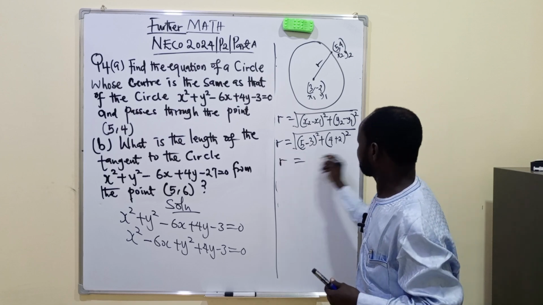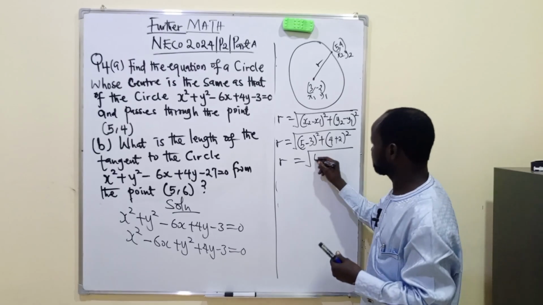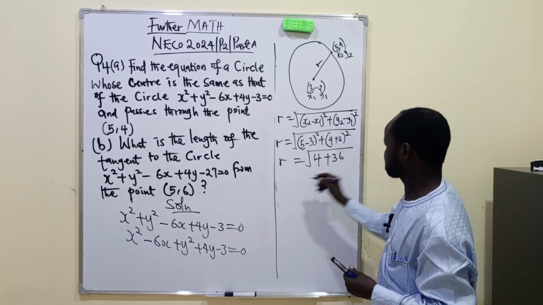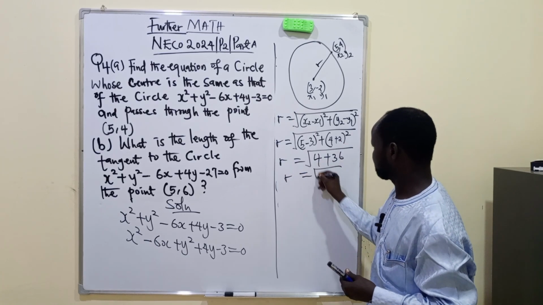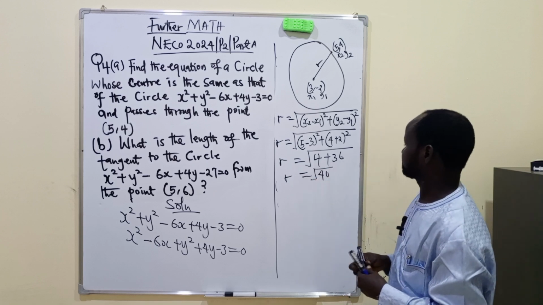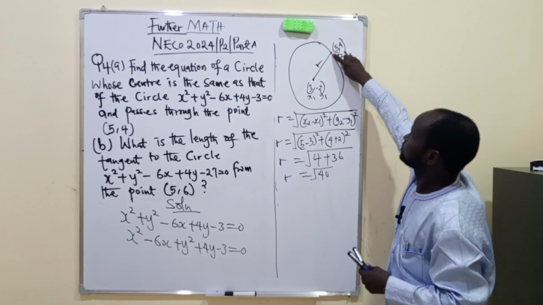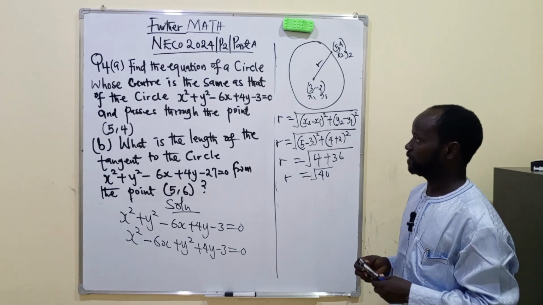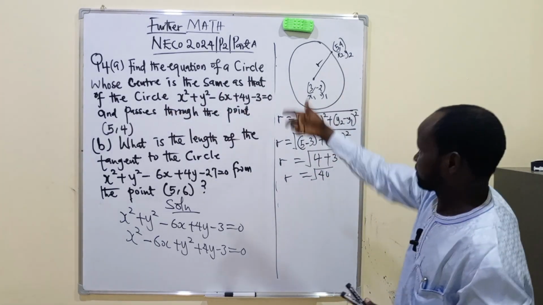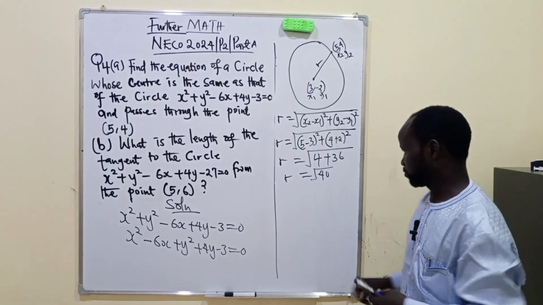The radius now will be equal to 5 minus 3 is 2, 2 squared is 4. That will be 4 plus 2 is 6, 6 squared is 36. So the radius now will be the square root of 40. The radius will be root 40 if it passes through this point. Okay, we are asked to find the equation of the circle now. We know the center and we know the radius, so we can easily find the equation now.